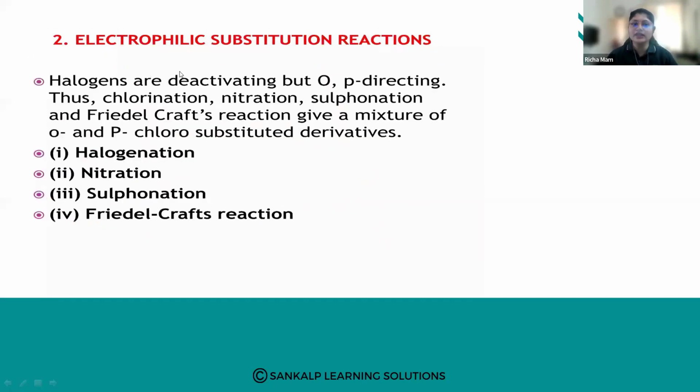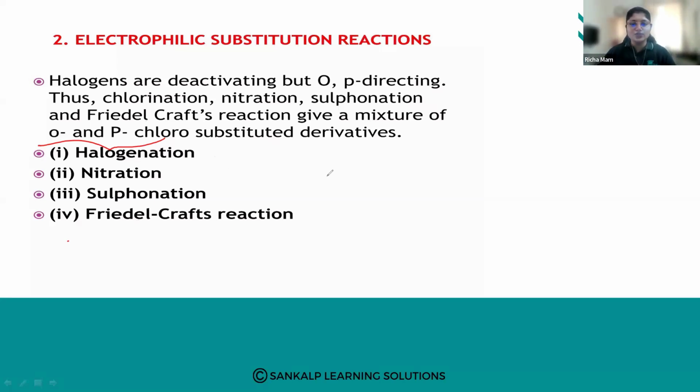Next we are going to see the electrophilic substitution reactions. Haloarenes undergo electrophilic substitution reaction in the benzene ring. As you know, the halogens are deactivating, but they are ortho and para directing. They will get linked at the ortho or para position. So the substitution always takes place at ortho and para positions, and we obtain ortho and para substituted products.